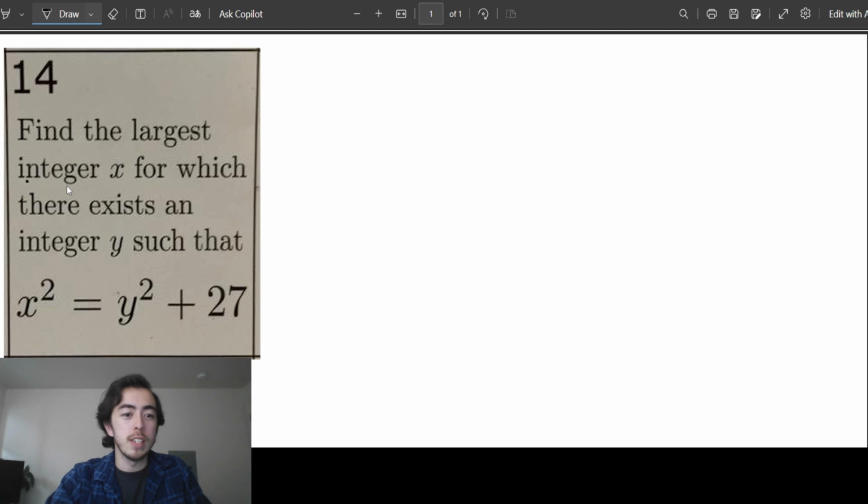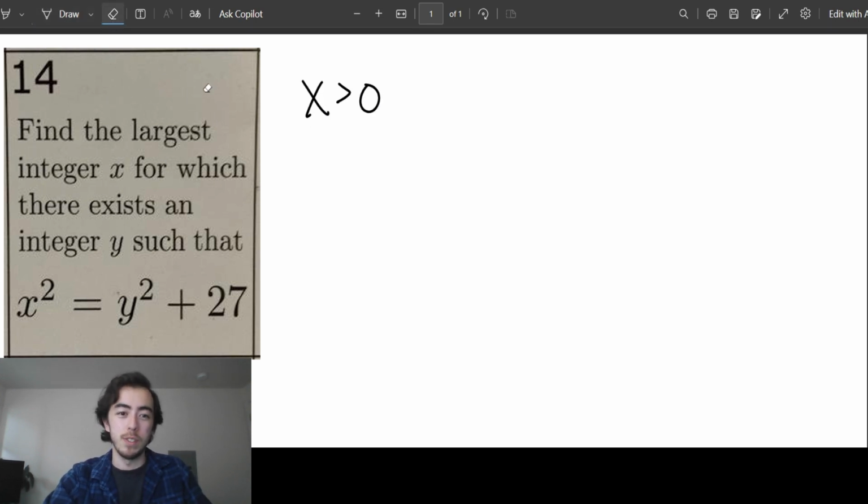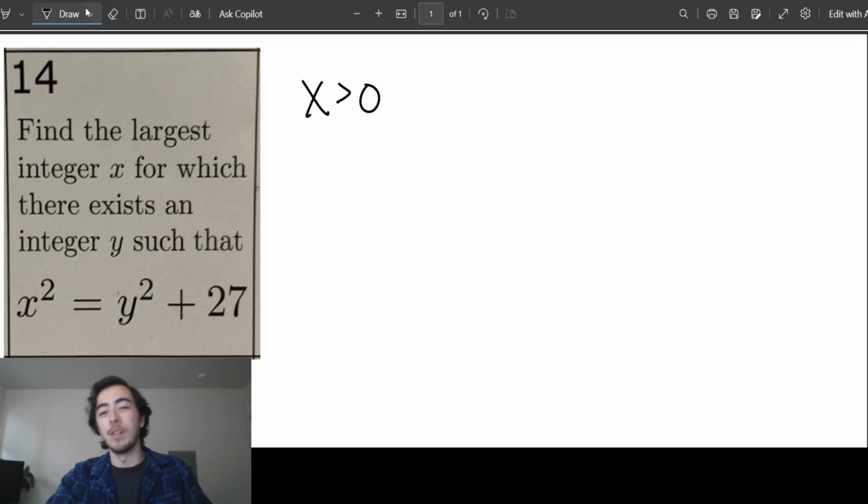So, okay, it says integer, which means like whole number, positive or negative. But since it's asking for a largest integer, I'm assuming that there's going to be some kind of negative solution for this and some kind of positive solution for this, just because we're squaring x and squaring y. But I think it's safe to assume that x can be positive because our final answer is going to be the largest solution. So if there is a negative solution and also a positive solution, the positive one rules out.